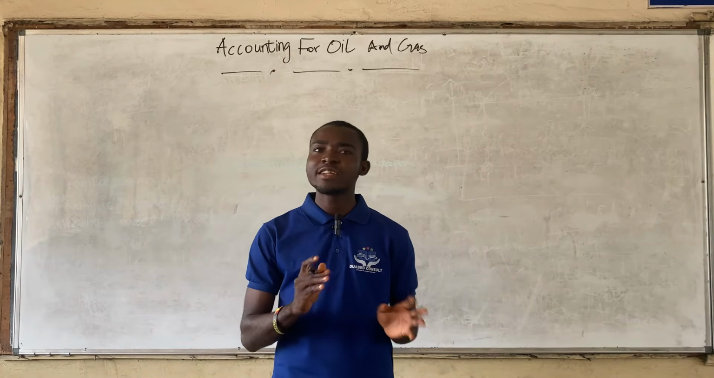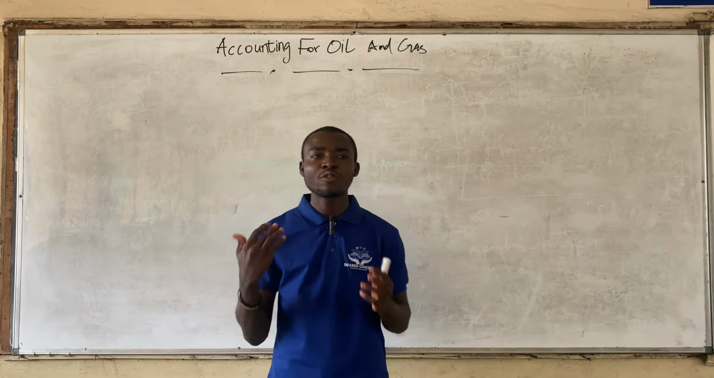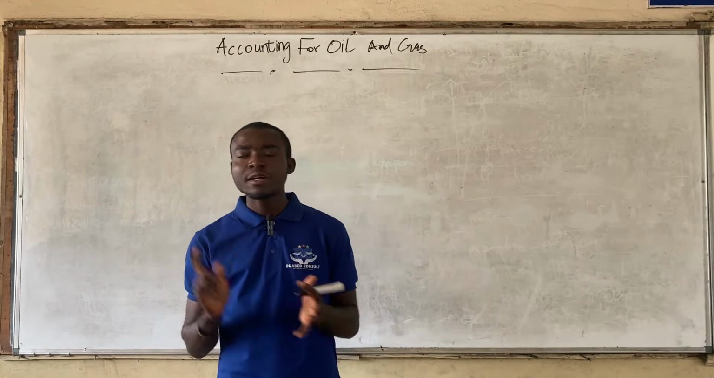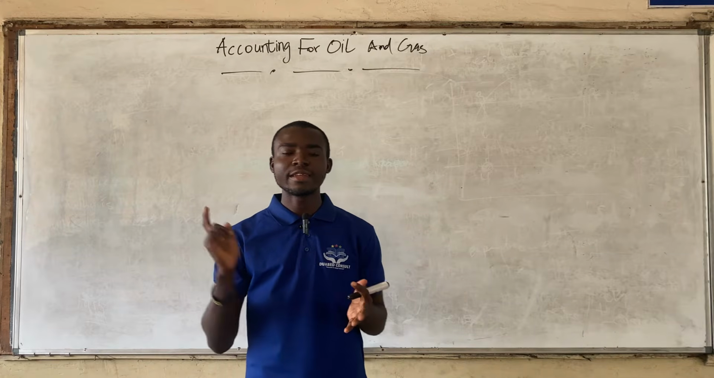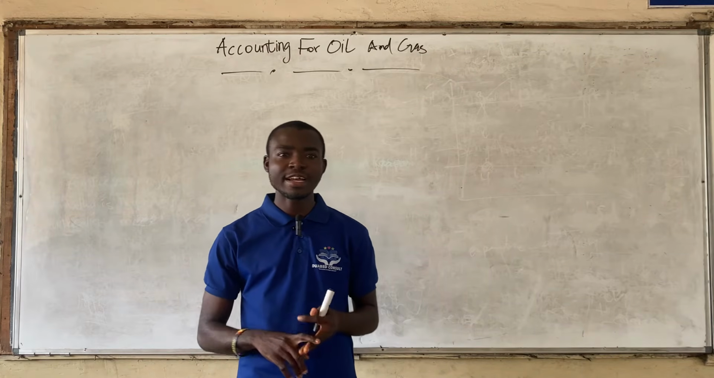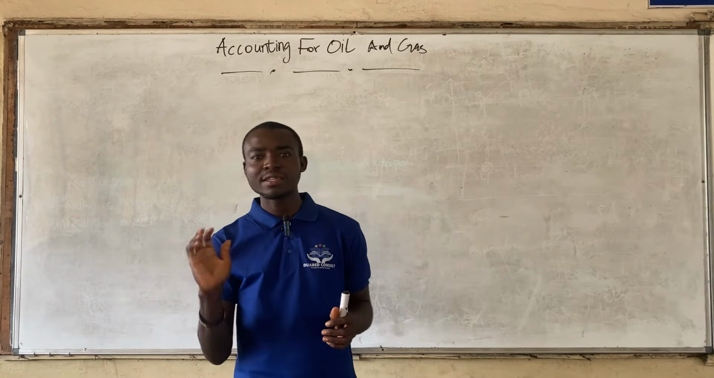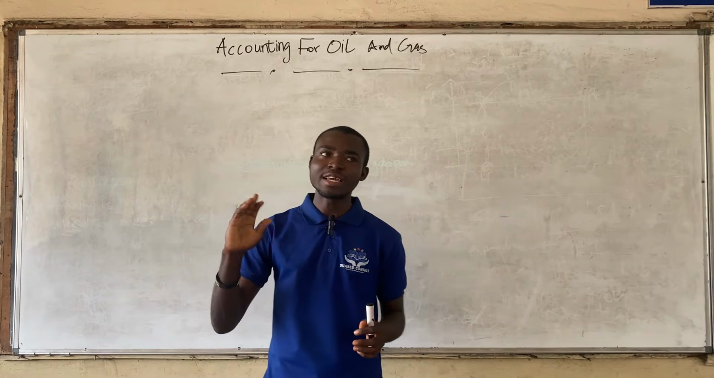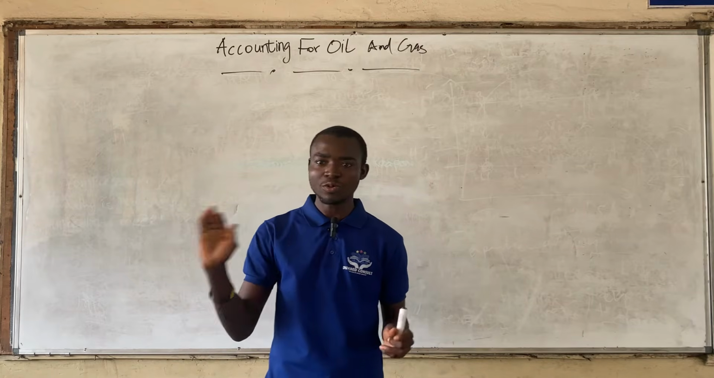From our basic knowledge from cost accounting, we know that elements of cost are made up of material cost, labor cost, and then expenses. That's being direct expense and then indirect expense, direct labor cost and then indirect labor cost, direct material cost and then indirect material cost.